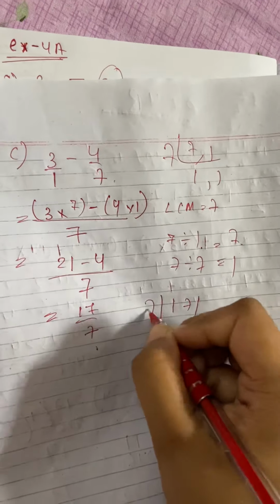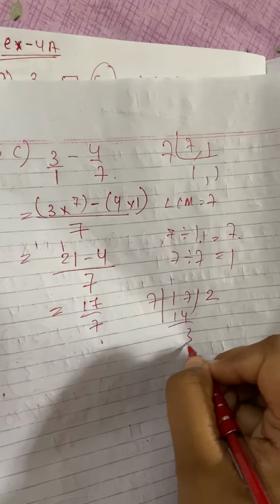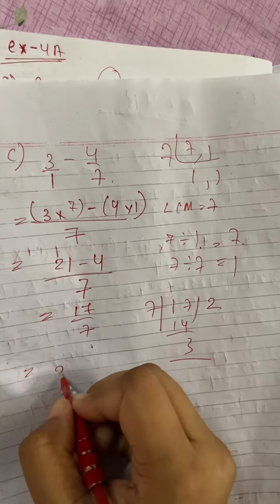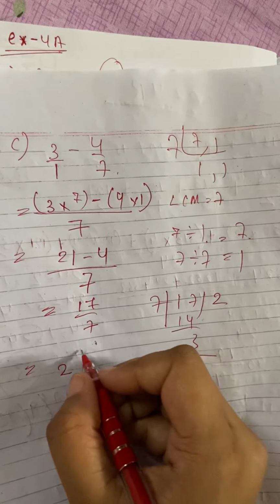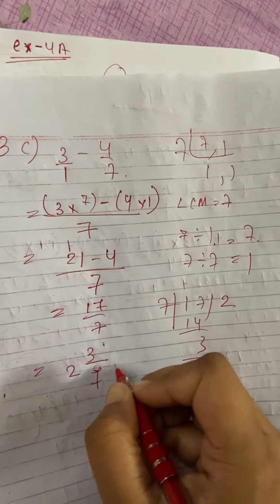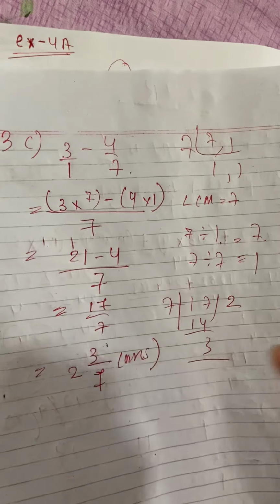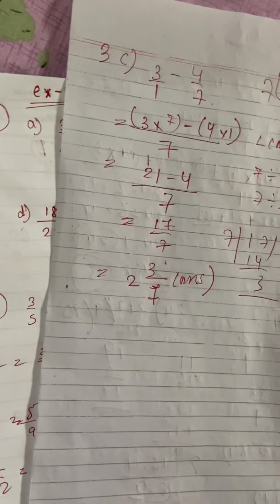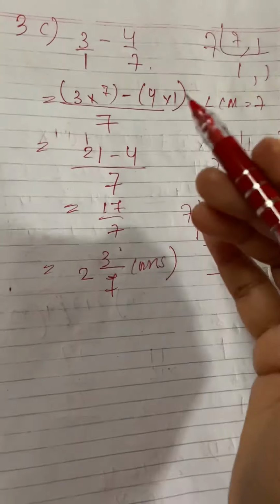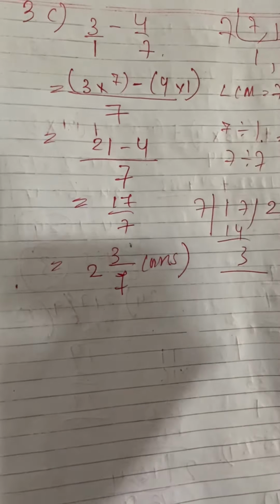Now you can divide. 2 is the quotient, so it will be the whole number part. 3 is the remainder, so it will go in the numerator, and like this you will get your answer. So this is how you subtract a whole number with a fraction.